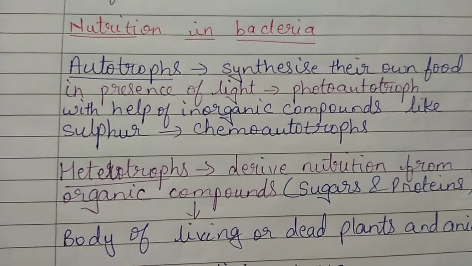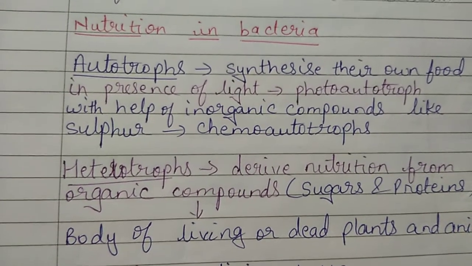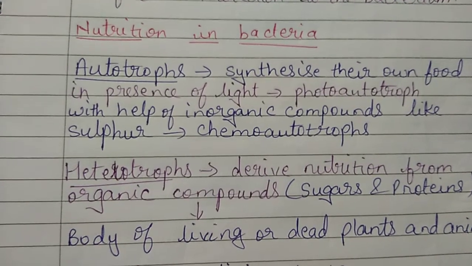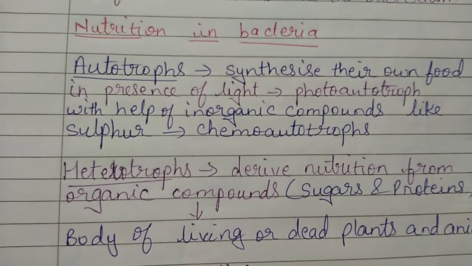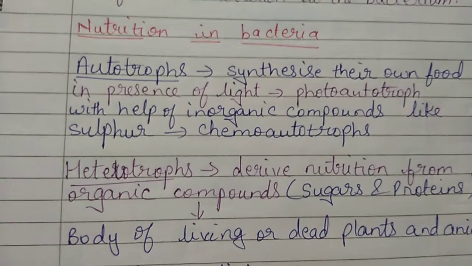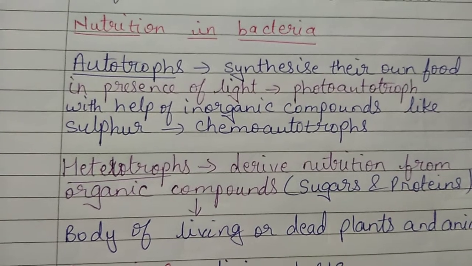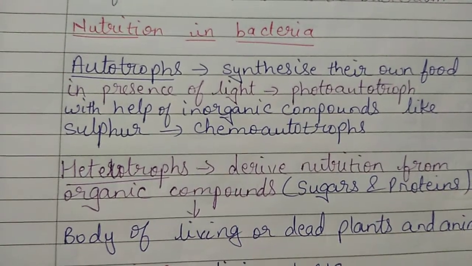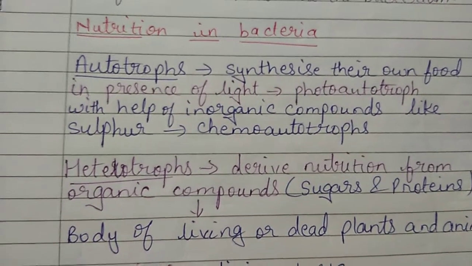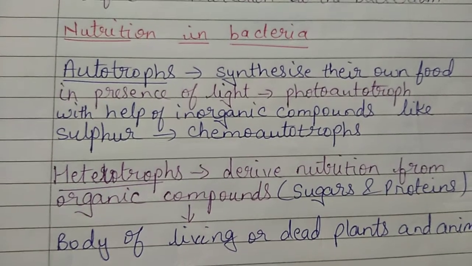Now, when they synthesize their food with the help of inorganic compounds like sulfur, they are known as chemoautotrophs. Got it? They synthesize their food with the help of inorganic compounds such as sulfur. They are known as chemoautotrophs. So two types in autotrophs: photoautotrophs and chemoautotrophs.